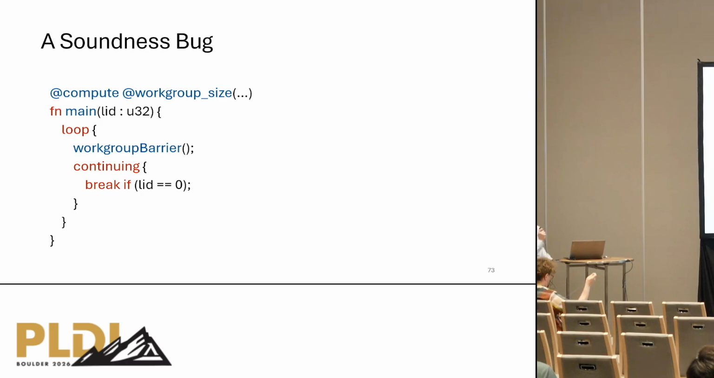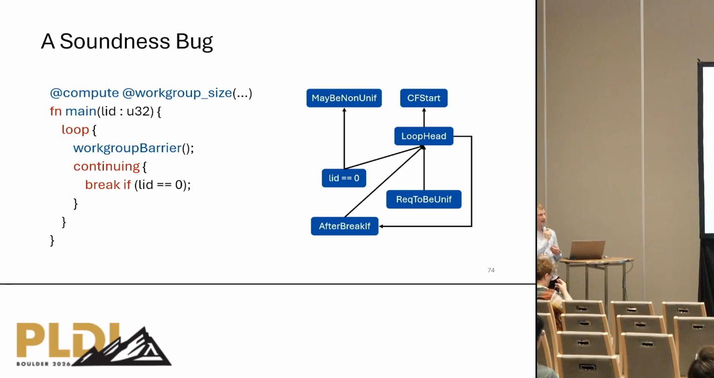And so what's going to happen is, on the first loop iteration, every thread is going to hit the barrier, and then thread 0 is going to break this loop, and all the other threads are going to come back up and execute this barrier. So because not all threads are going to reach the header of the loop on the second iteration, control flow is non-uniform, and so this is a case of barrier divergence. In this case, we would expect the analysis to give us a path from required to be uniform to maybe non-uniform, but this graph shown on the right is the graph that the analysis would have given us.